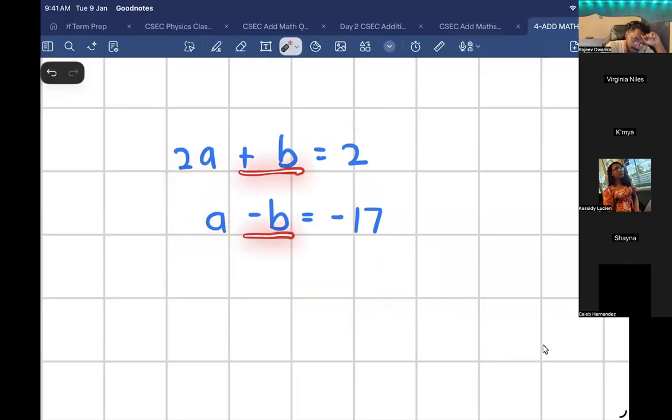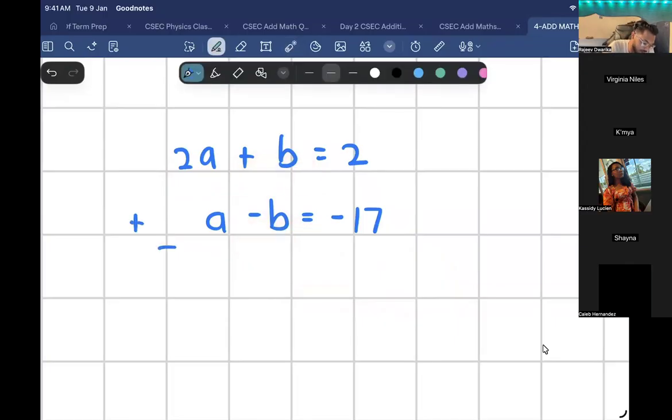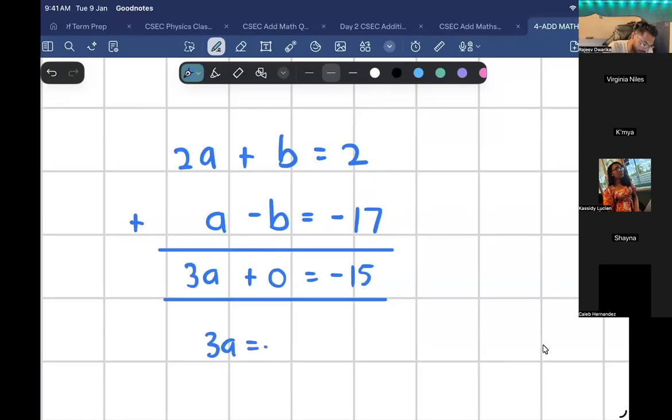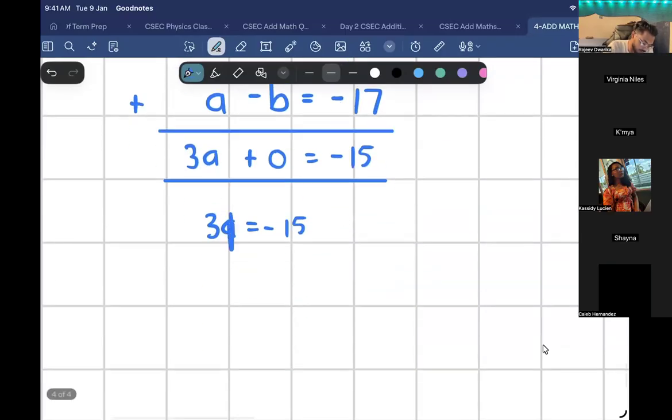Let's look at this though. Is it the same or opposites? Opposite sign, same coefficient. So what do you think I should do there? Add or subtract? Add. I should add. Alright, what is 2a plus a? 3a. What is b plus minus b? 0. And what is 2 plus minus 17? Minus 15. Alright, the answer is within reach, guys. 3a is equal to minus 15. What to do? Divide by 3. Divide by 3.